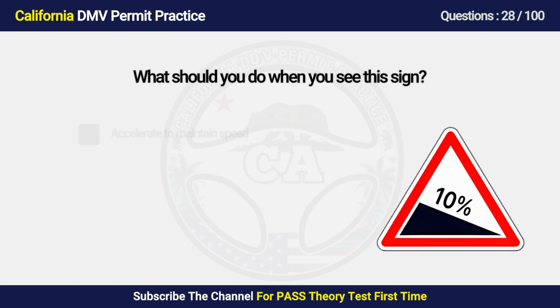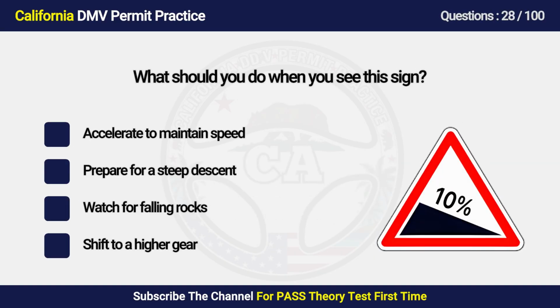Question 28. What should you do when you see this sign? A, accelerate to maintain speed. B, prepare for a steep descent. C, watch for falling rocks. D, shift to a higher gear.